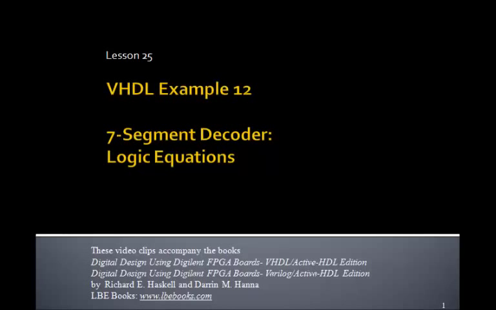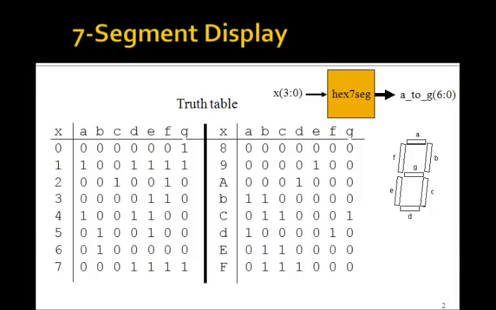This is lesson 25 on VHDL example 12, and in this example we're going to design a 7-segment decoder using logic equations. Now, in the last lesson we showed how we got this truth table where the input x is 0 to F and the output is A, B, C, D, E, F, G. We want to design a hex to 7-segment decoder. We'll call it hex 7-seg.